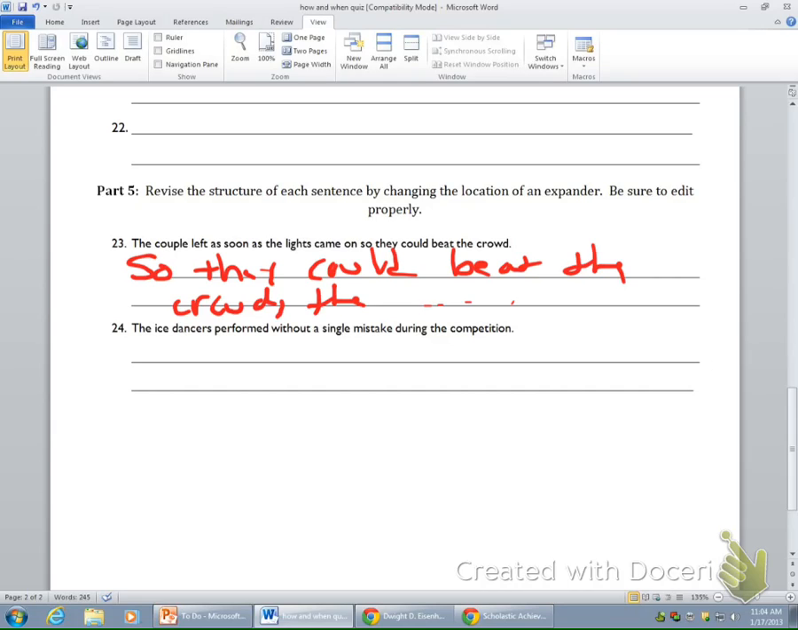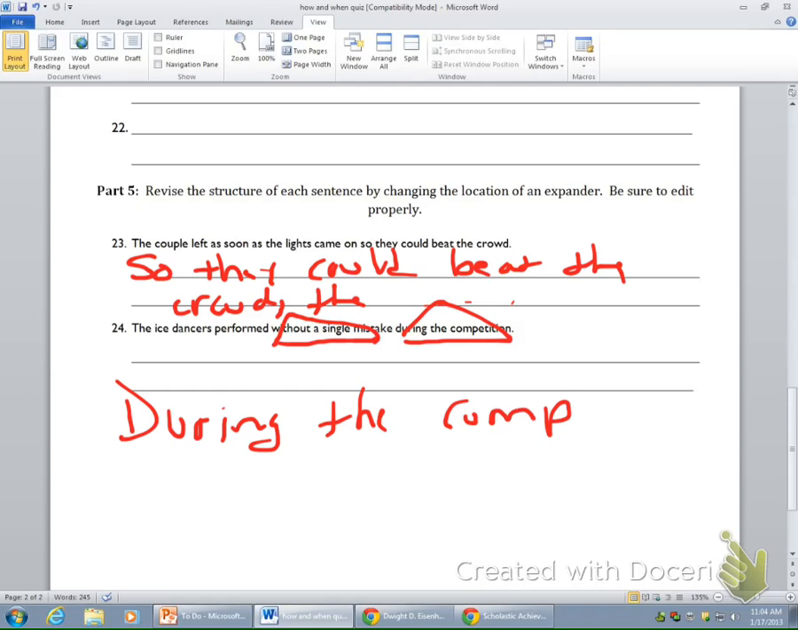All right. The ice dancers performed without a single mistake during the competition. This is the one where people wrote, and I marked you wrong because it was very awkward. So there's a couple ways you could do it. We have 2 expanders: without a single mistake, and during the competition. You were putting a comma, and I'm like, come on, are you kidding me? You got the rule right, but you're not applying it. You have it memorized, but you're not applying it. So no, this does not get a comma because there's only 3 words. You don't need a comma.